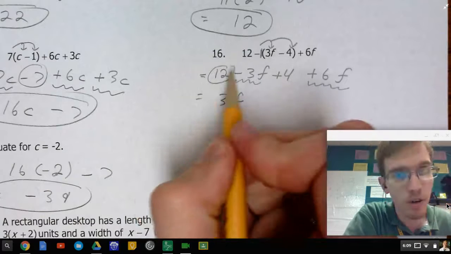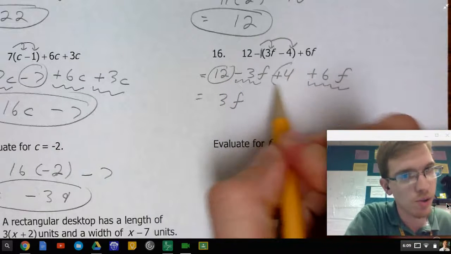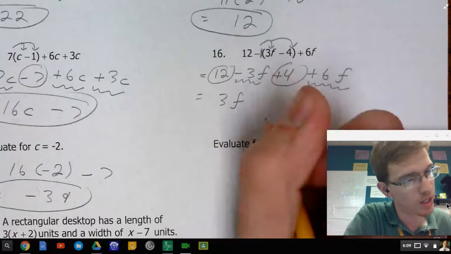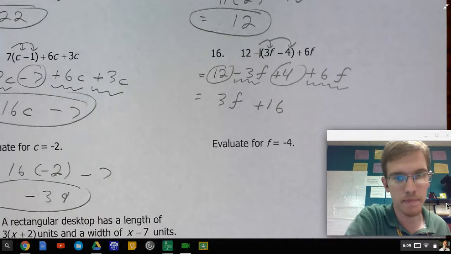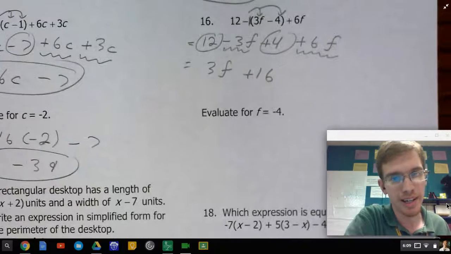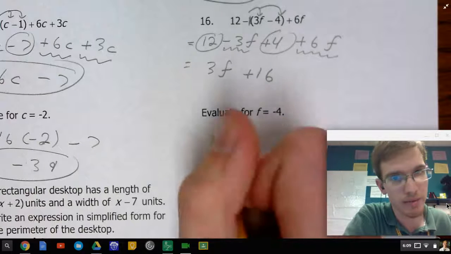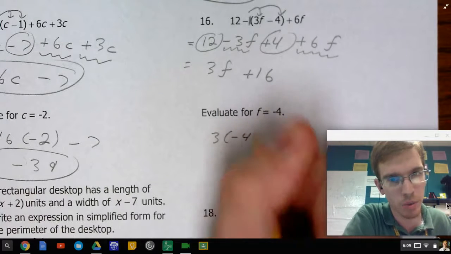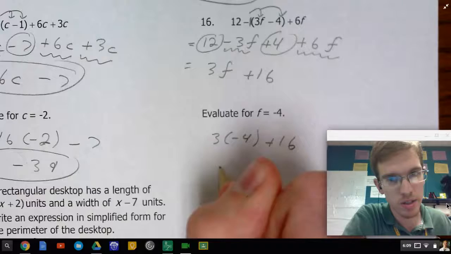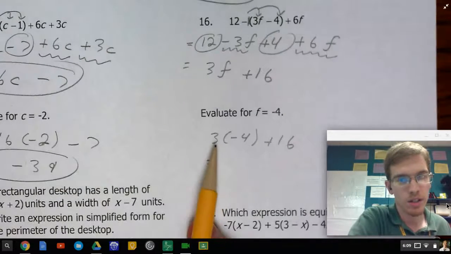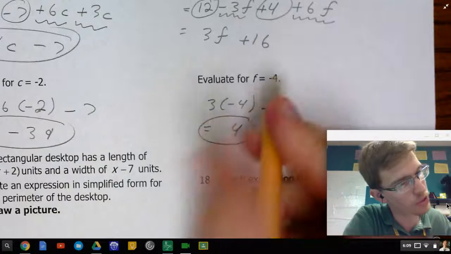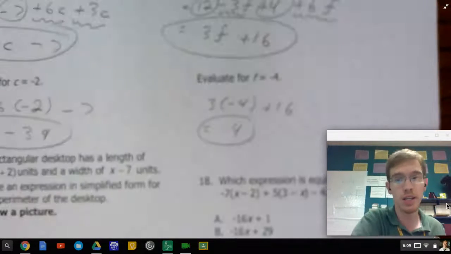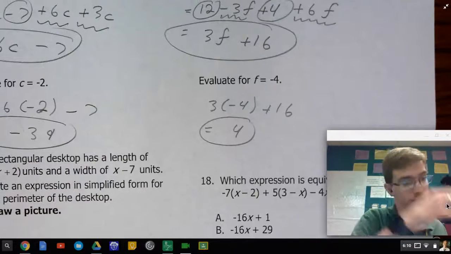And then we have 12 plus 4. So that would be a total of 16. So plus 16. So 3f plus 16. Now for our evaluation, we're going to replace f with negative 4. So 3 times negative 4 plus 16. That is negative 12. So that should come out to be 4. So our two answers are 3f plus 16 and 4.